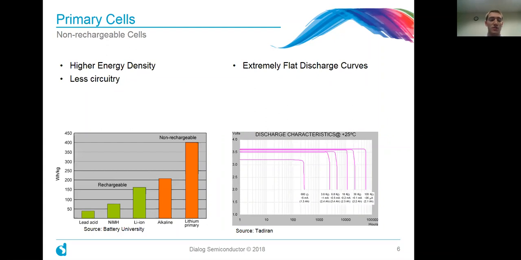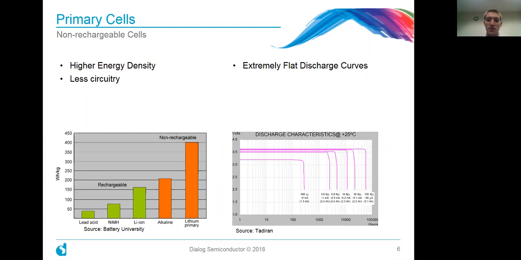And less circuitry. So primary cells don't require all of the charging, discharging, safety things that a typical rechargeable cell would, because there's just less back and forth that has to happen, and it's pretty simple. You can get away with a lot less circuitry.